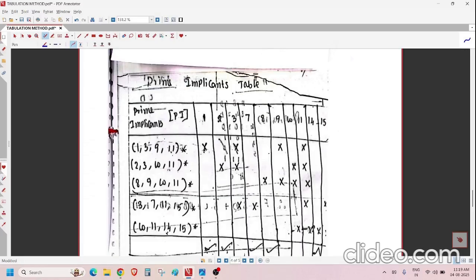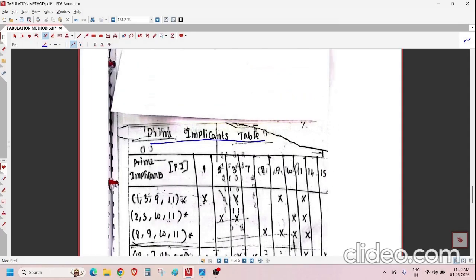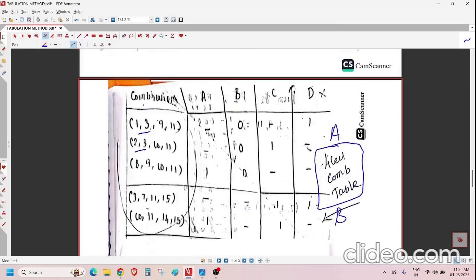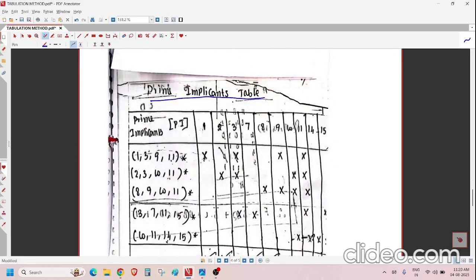Okay, so the next step is that the next table name is the prime implicant table. You can see I'm just mentioning the title, prime implicant table. Okay, in that there are several columns. The first column is prime implicants. What we have to mention in the prime implicants now are the four cell combination inputs. You can see we have a total of 3 in the A row and 2 in the B row. So that will be mentioned here.